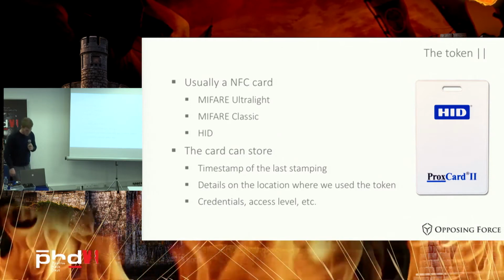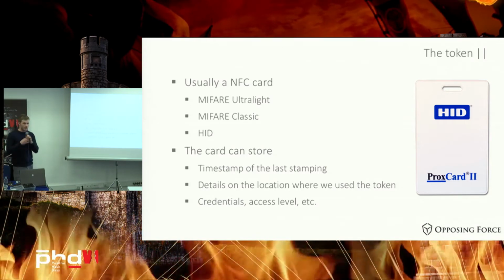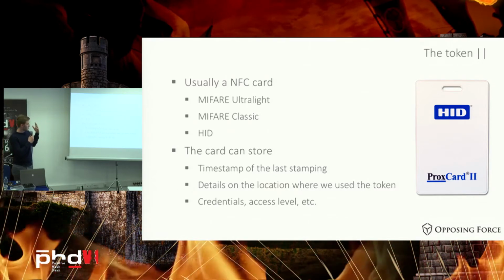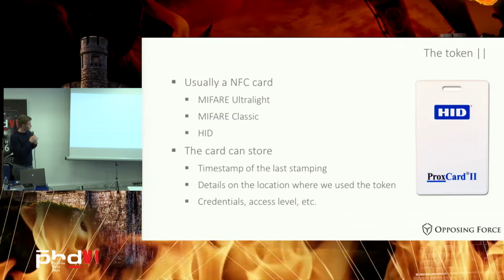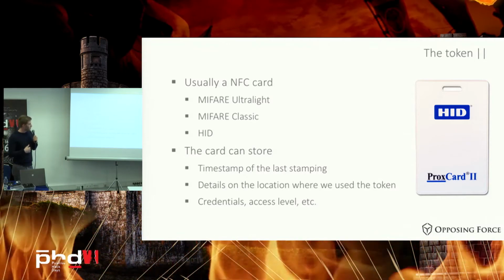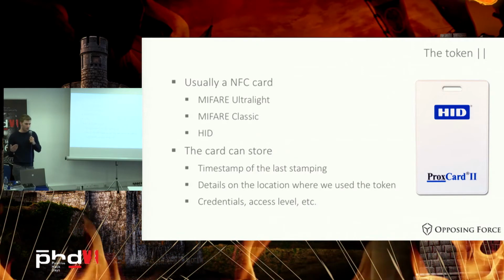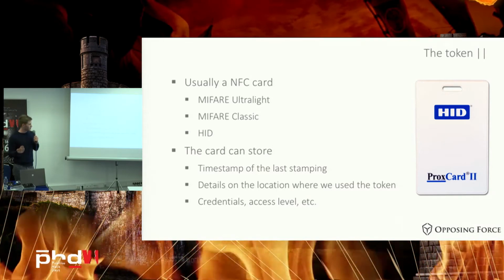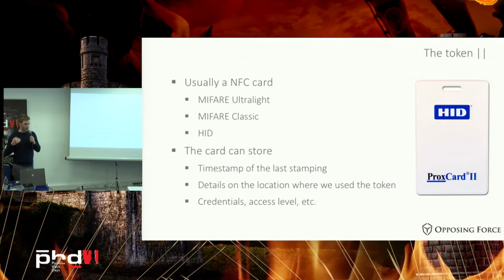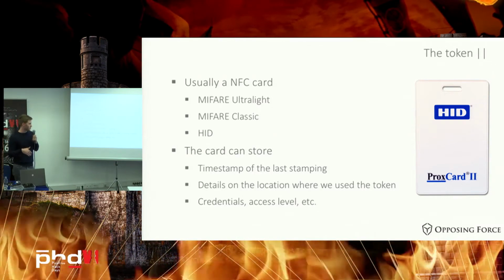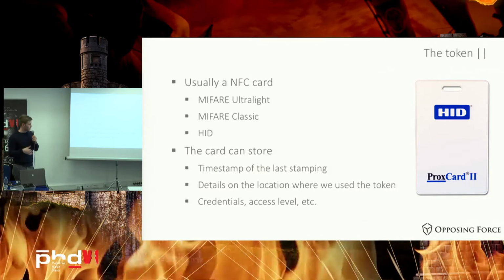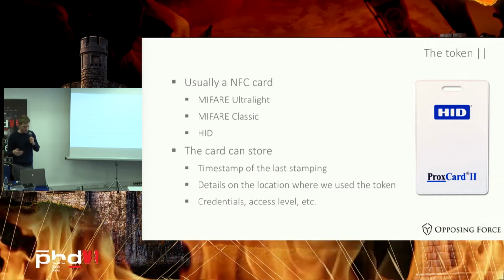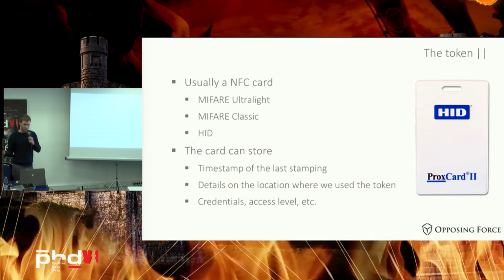Okay, so the token. The token usually is an NFC card. It can be, as I said before, an Ultralight card, a Classic card, a HID card, or another technology. The card usually can store the timestamp when you stamp the card, the details of the location where you use the card, so if you use it for an office or for the main entrance of the building or whatever, the credential, the access level of the person with the card, and several other pieces of information on which we can perform some attacks.